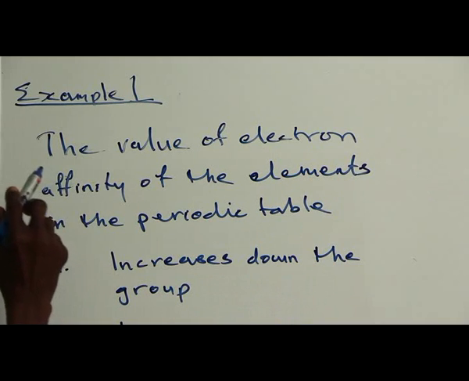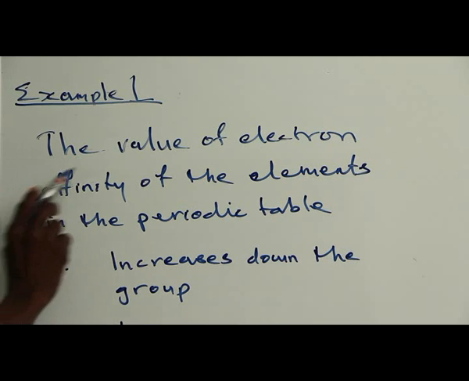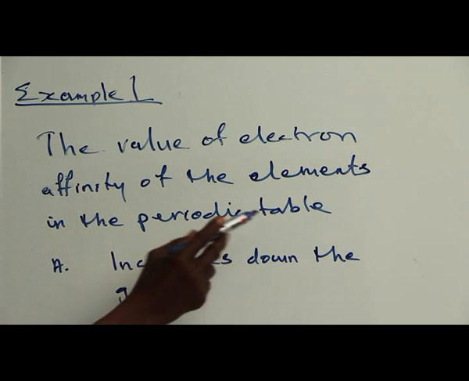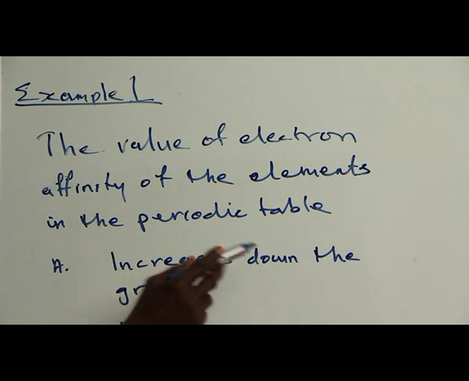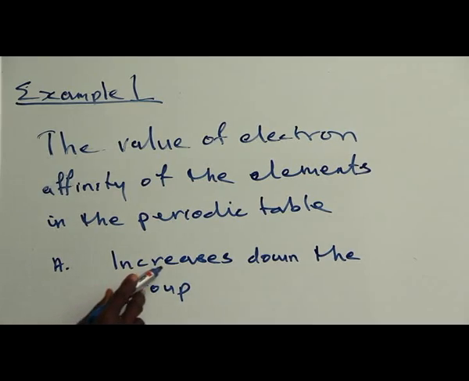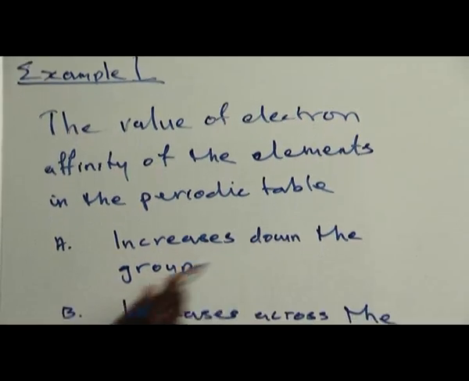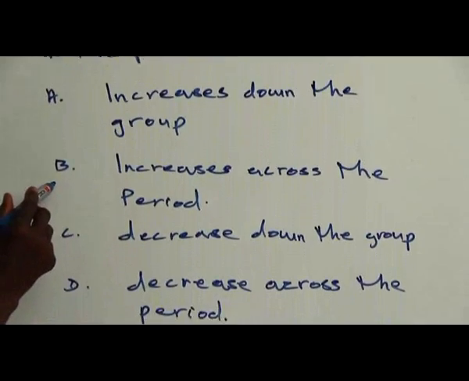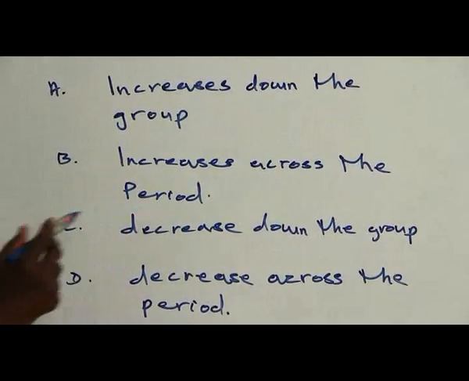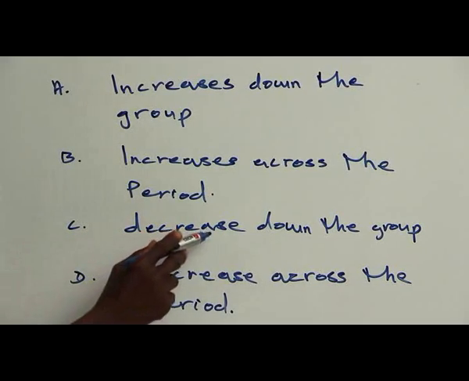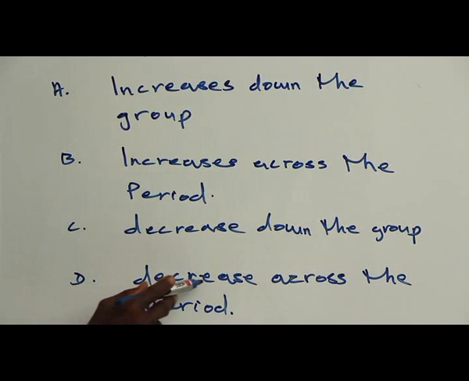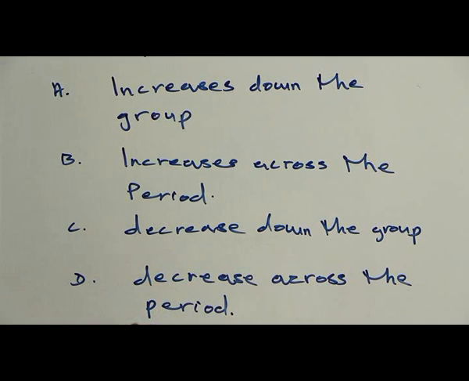Let's consider the first illustrative example. The value of electron affinity of the elements in the periodic table, consider the options. A. Increases down the group. B. Increases across the period. C. Decreases down the group. D. Decreases across the period.